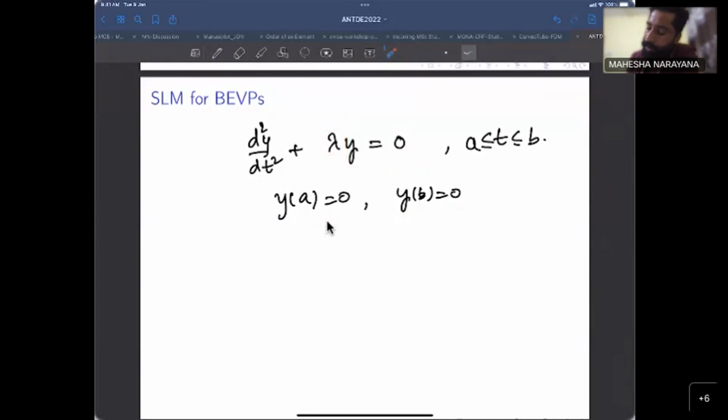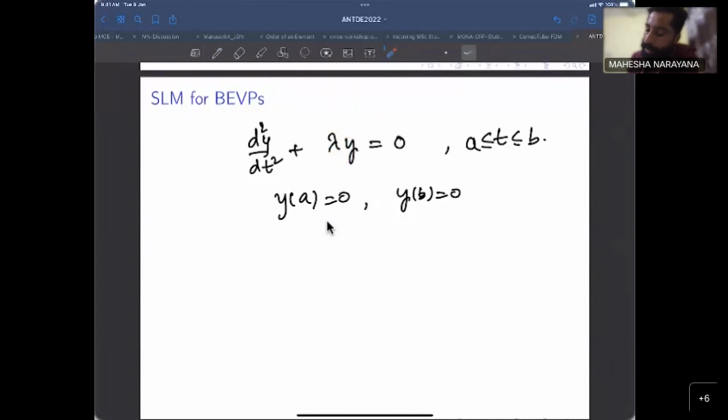A homogeneous differential equation subject to homogeneous boundary conditions will always have a trivial solution. If you want a non-trivial solution, it cannot happen for all values of lambda. It happens for some particular values of lambda, which are called eigenvalues. Some problems in fluid mechanics are such that you will have to estimate this eigenvalue along with the corresponding eigenfunction. In that case, your SLM can be easily used to handle the eigen boundary value problem as well.